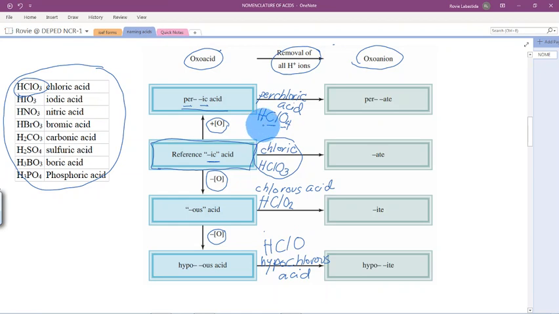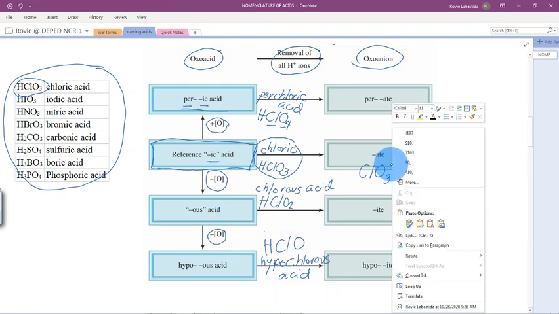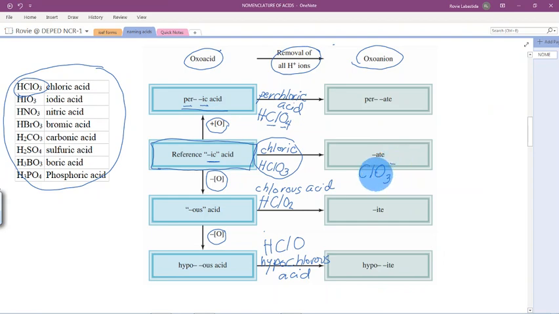Let's start with our reference, ic acid. From chloric acid, let's remove H from HClO3. So that will become ClO3. And since it is an oxoanion, an ion means negatively charged ion. So therefore, we will write here a negative charge. So that is one negative.